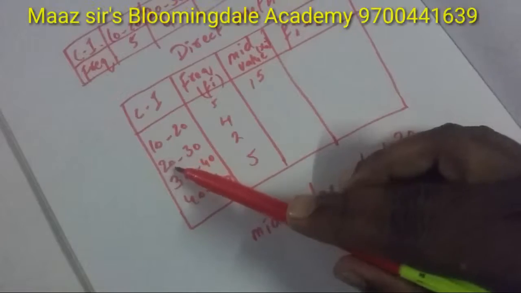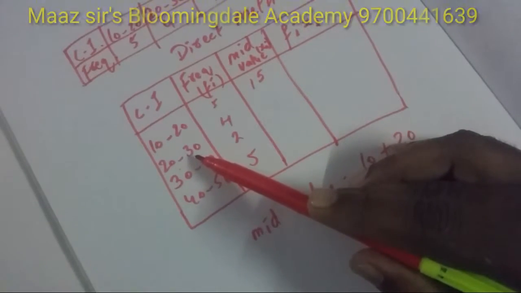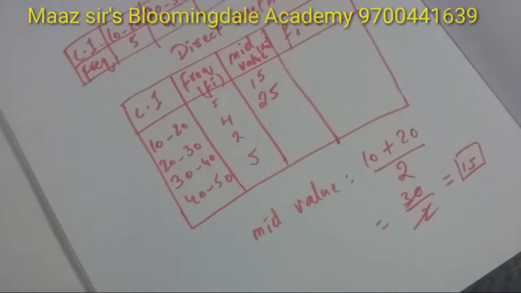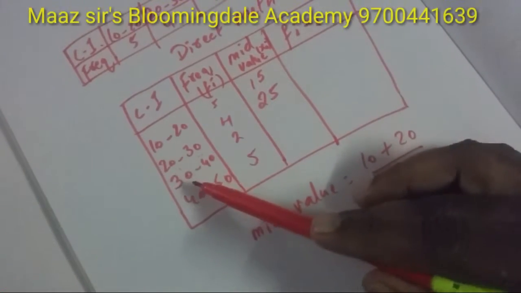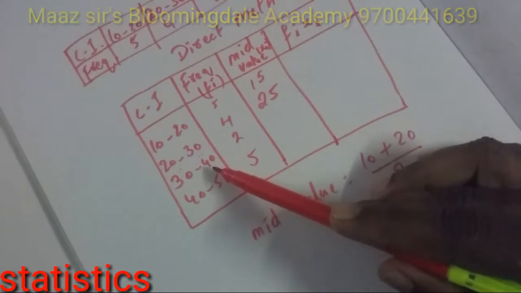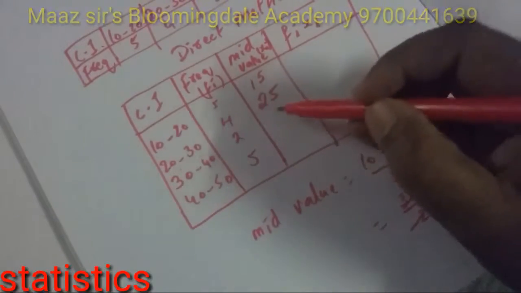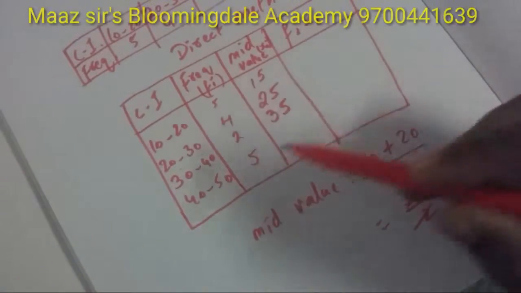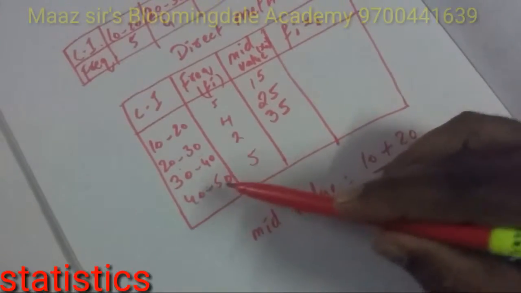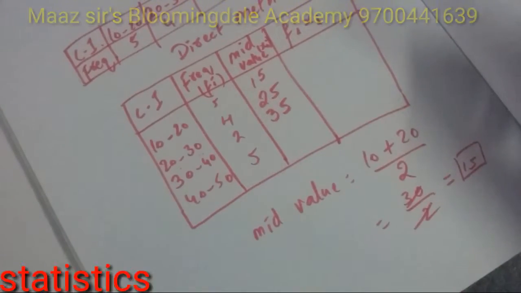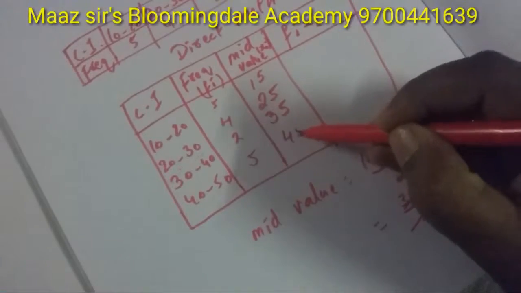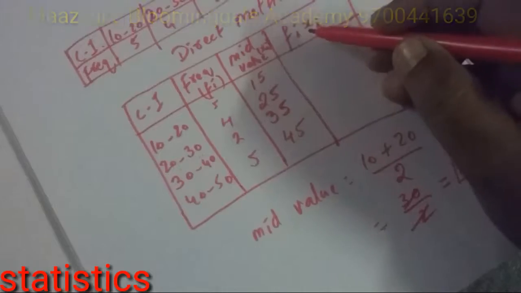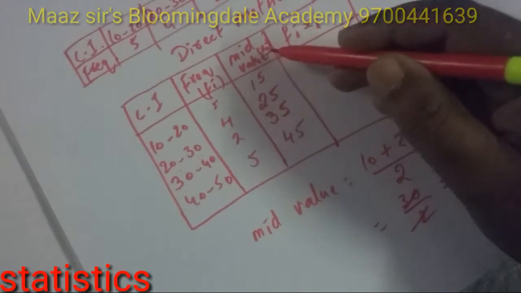Similarly, you can make 20 plus 30, 50. The half of 50 is 25. Similarly, 30 plus 40 is nothing but 70, so half of 70 is 35. Next one is 40 plus 50, 90. Half of 90 is 45. So you got the values of Xi.